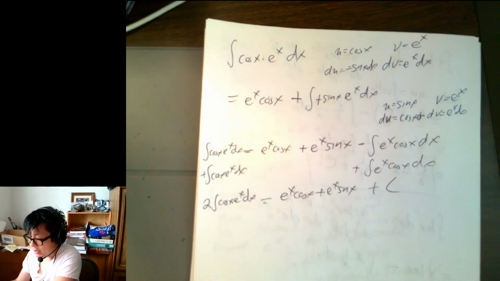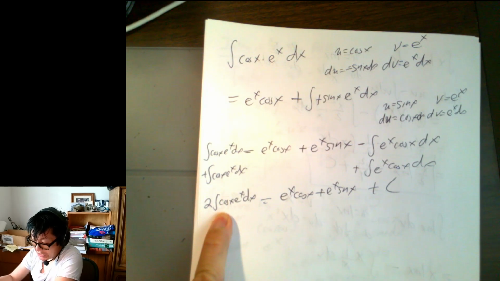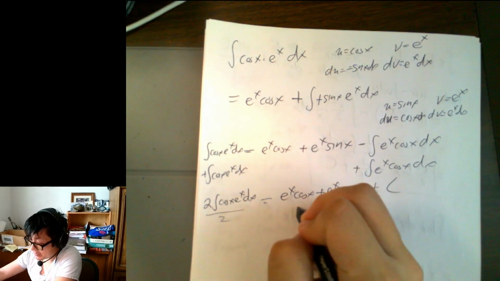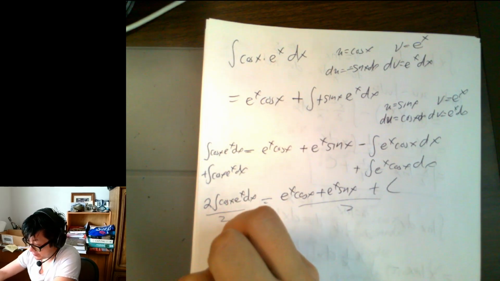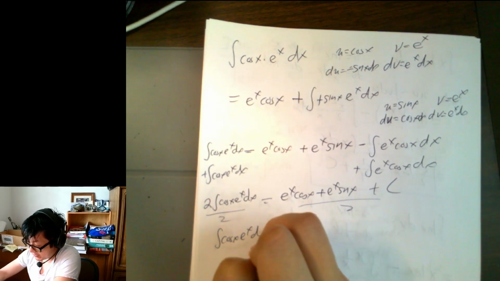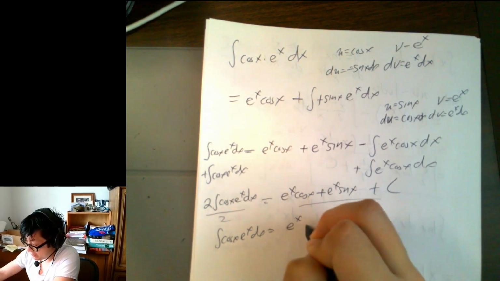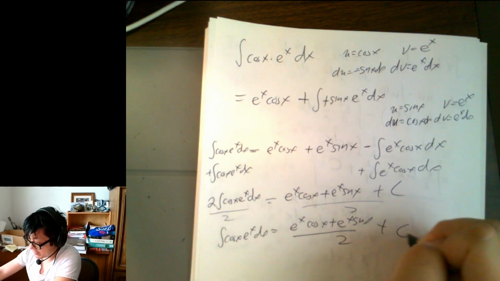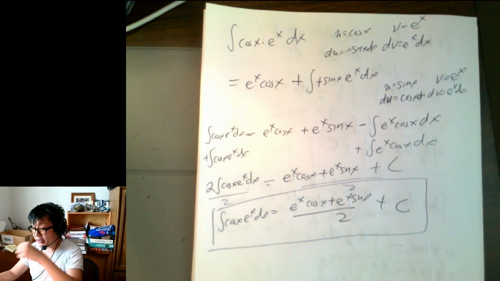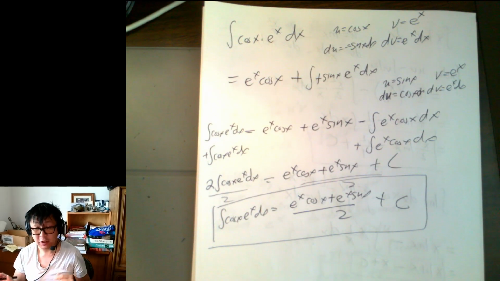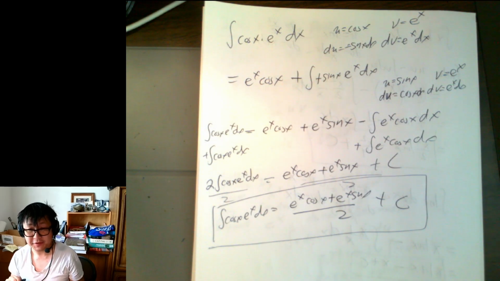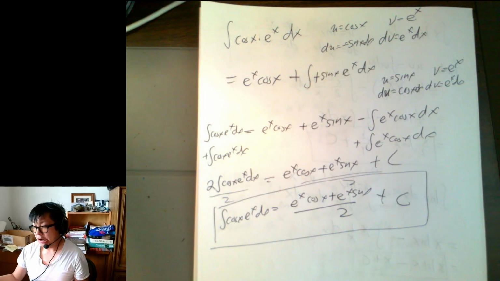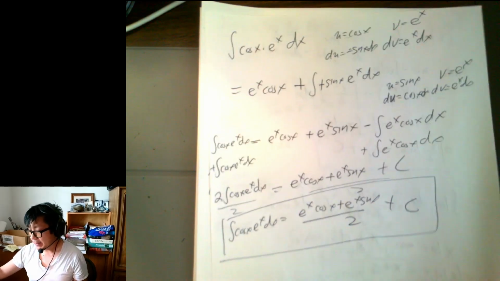I can write it now. And so now, in order to get the integral, all I have to do is divide by this coefficient. Divide both sides by 2. So the integral of cosine x e to the x dx is 1/2 of this stuff plus c. So again, if you have an exponential and a sine or a cosine, you're going to do this exactly twice. Now, what other cases do you have to worry about?